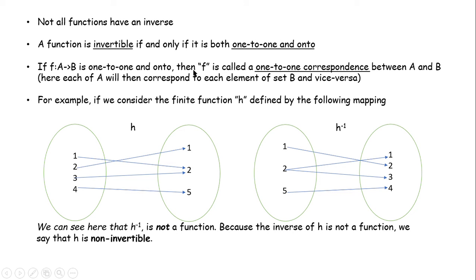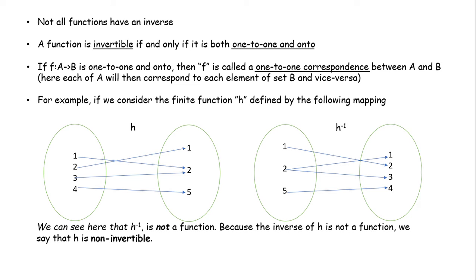And if this function f is both one-to-one and onto, then it will be called a one-to-one correspondence. A function which is both one-to-one and onto is called a one-to-one correspondence between set A and set B. Alright, so here each element of set A will then correspond to each element of set B, and vice versa it will also be possible if the mapping is reversed.